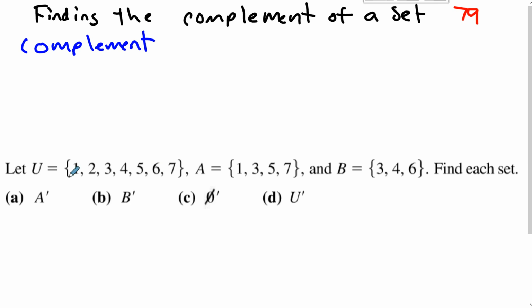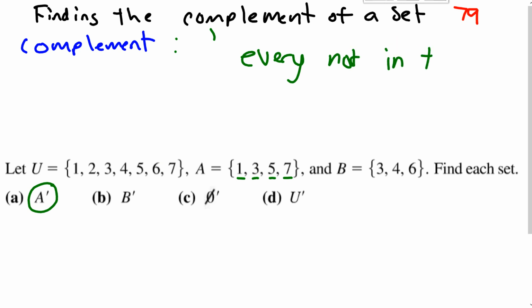So here, this is our universal. Universals use capital letter U. This represents everything that we're talking about, 1 through 7, and A complement, that little dash means complement. So a complement means everything not in A, everything not in the set, but in the universal.